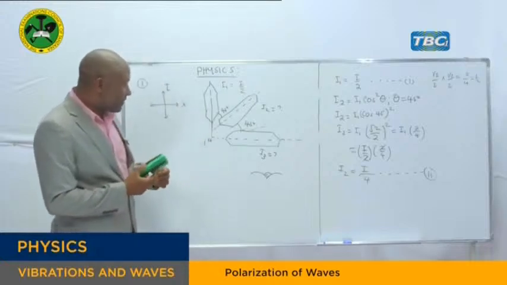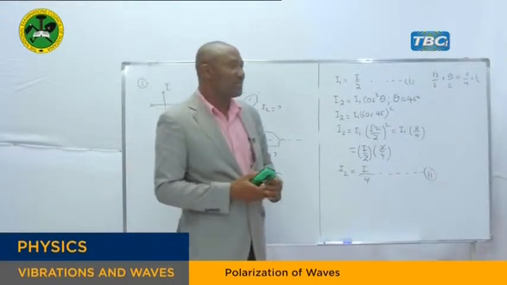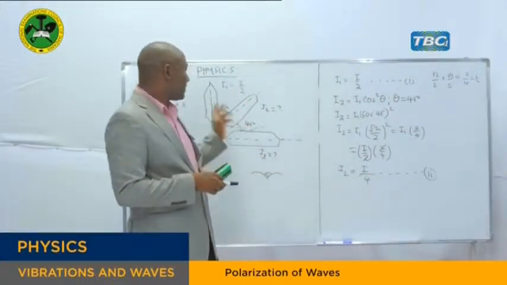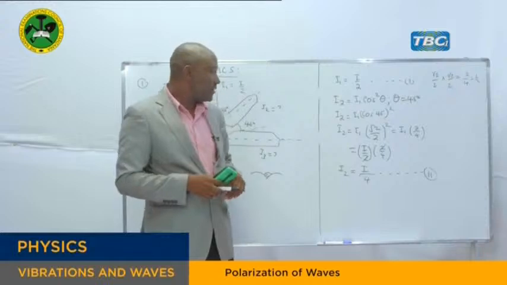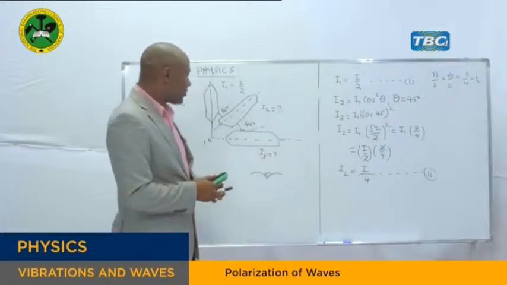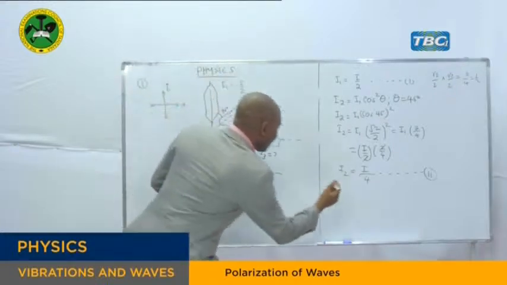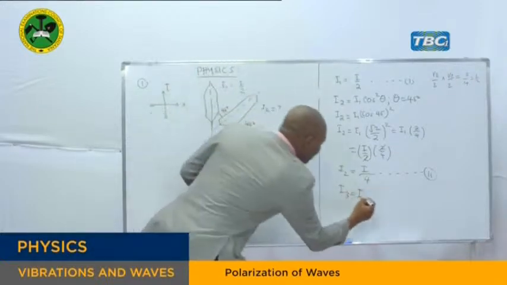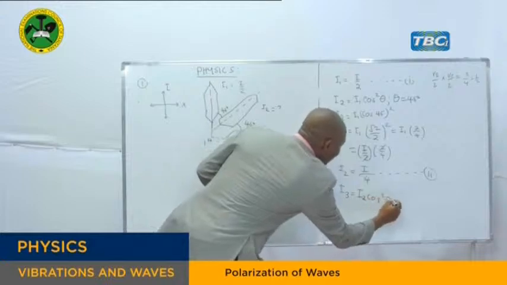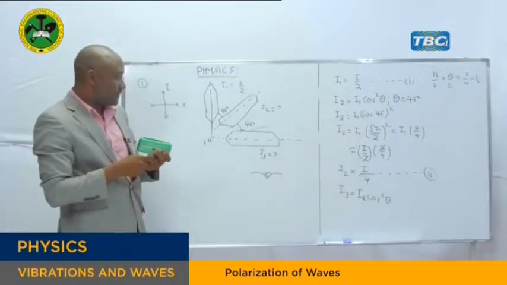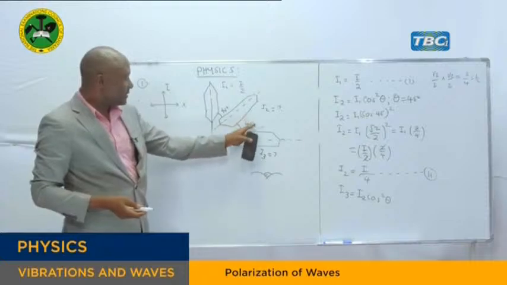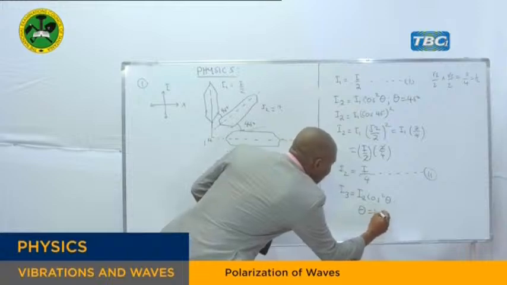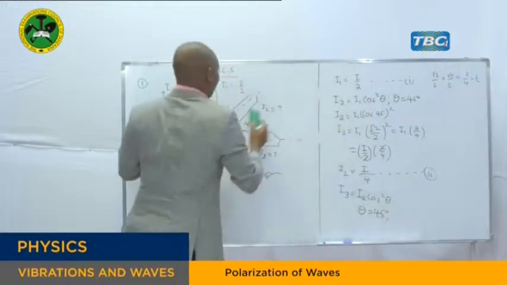Now let's find I3, the final. The question is asking what will be the final intensity of light after this process. It means after passing through the first, second, and third polarizer. So we are going to check I3. According to the formula, it's I2 cosine squared of the angle between the two polarizers. And again, the angle between the second and the third polarizer is 45. Our theta here is 45 degrees.